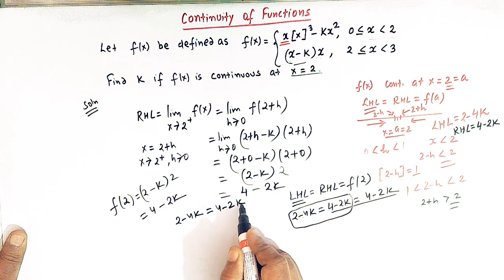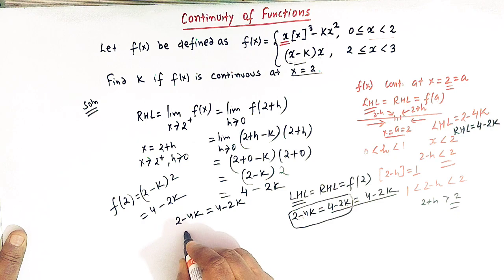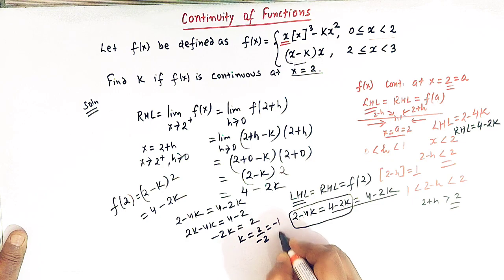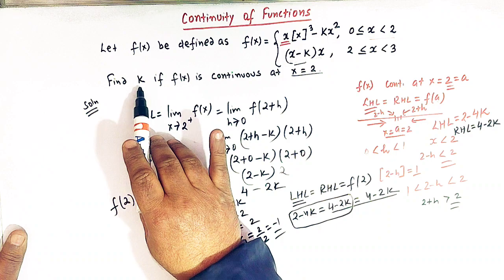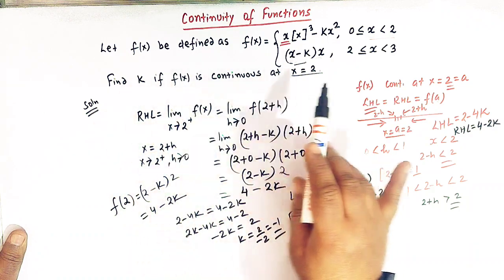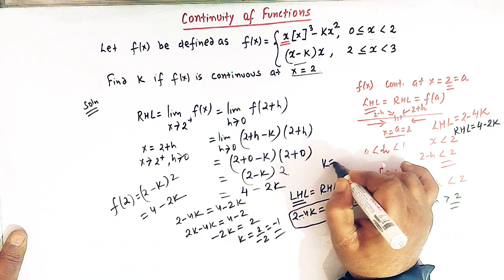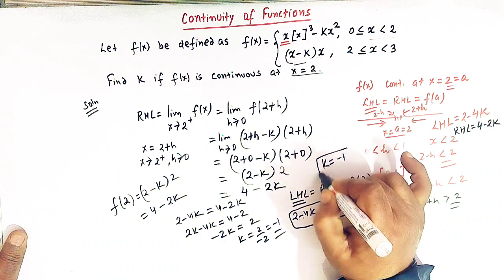Now taking minus 2k to this side, we have 2k minus 4k, 4 minus 2, so minus 2k is equal to 2, so k is 2 over minus 2, that is minus 1, right? So the value of k, if the function f of x is continuous at x is equal to 2, is given by k is equal to minus 1.